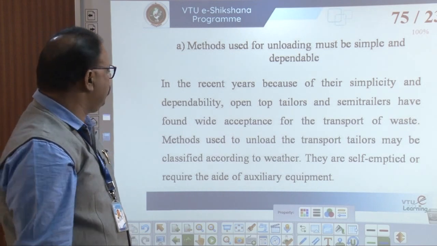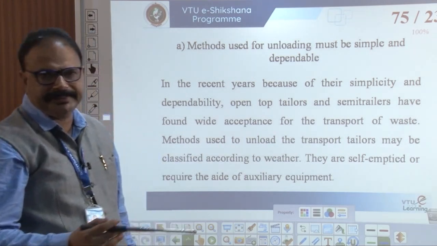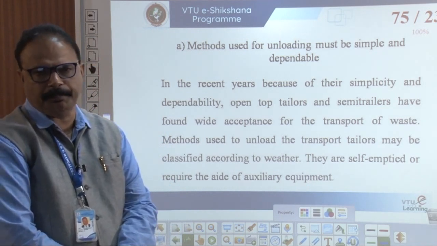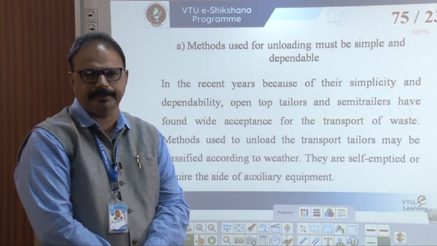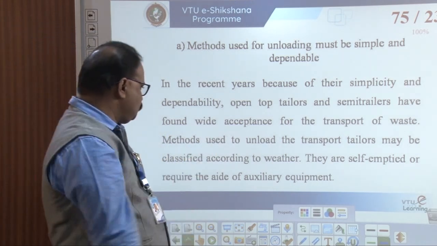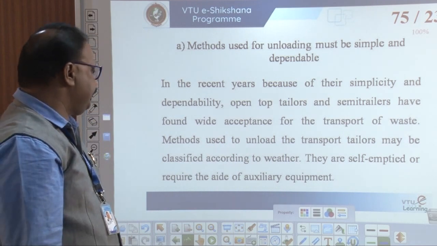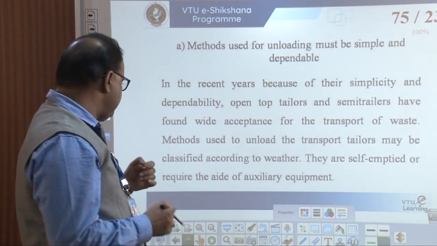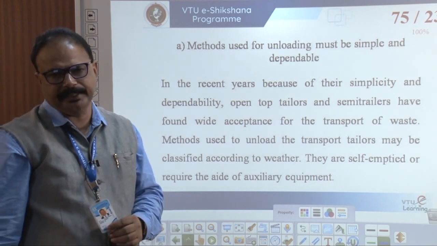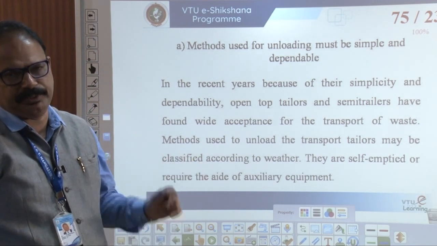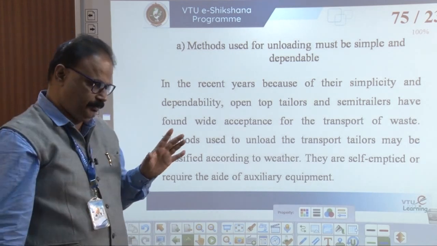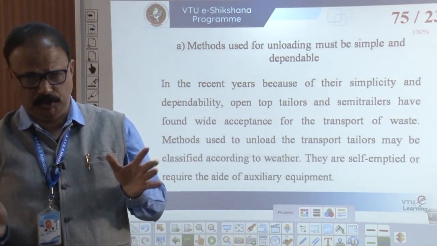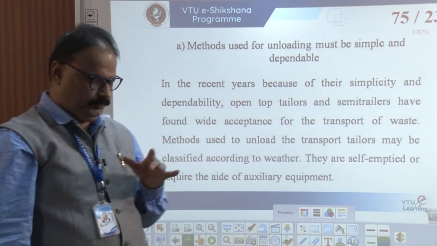the unloading method, simple. This is about the motor vehicle. In recent years, because of their simplicity and dependability, open top trailers and similar vehicles have found wide use in transport. Methods used to unload the transport trailer may be classified according to whether they are self-emptied or require auxiliary equipment. This is the motor vehicle. Majorly we are using the motor vehicle: trucks, utility trailers, so many things. Motor vehicle is a very important part.